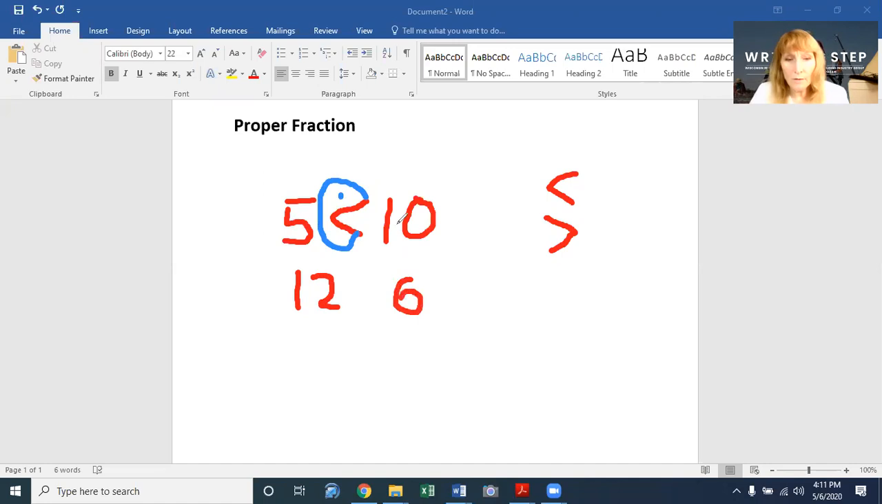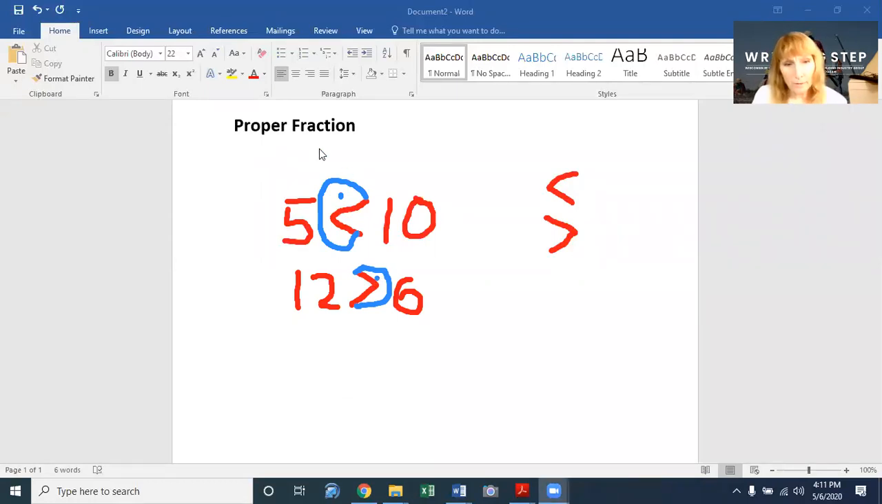This one says 5 is less than 10. Now what are we going to say? Yeah, 12 is greater than 6. And again, my Pac-Man guy's mouth is going to eat the bigger number, so it's going to open towards 12 that way because he's bigger than 6. Okay, so if we were doing that, I want to show you a couple other things.